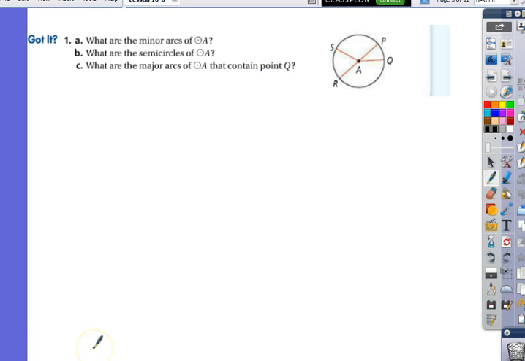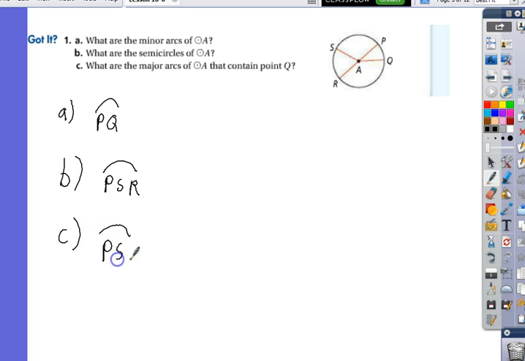All right, just to recap, some examples of what a minor arc would be. Minor arc, there's several different ones. In this particular picture, I think the smallest one is arc PQ. And then a semicircle would have to be 3 letters. So arc PSR would definitely be a semicircle. And then here, a major arc, I think the biggest one would be arc PSQ.